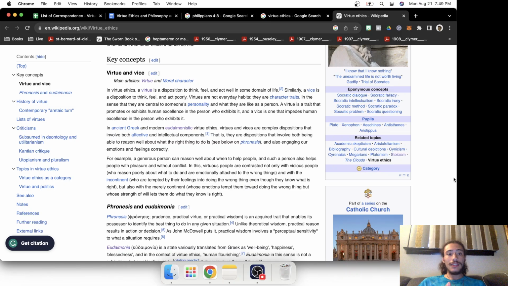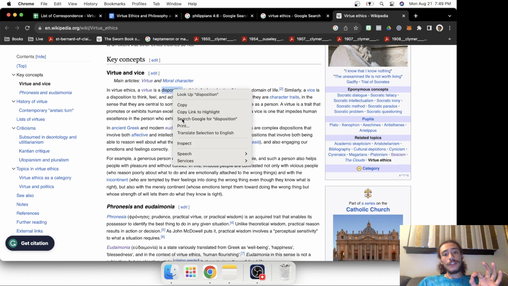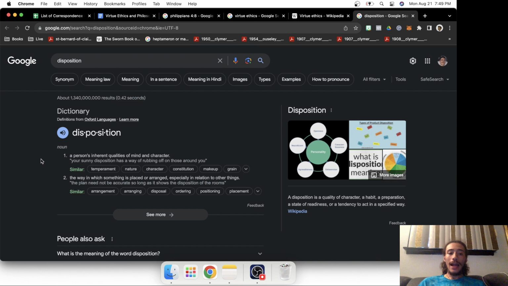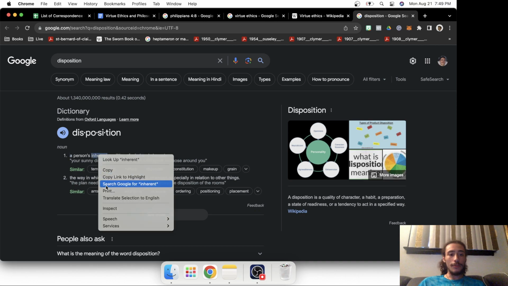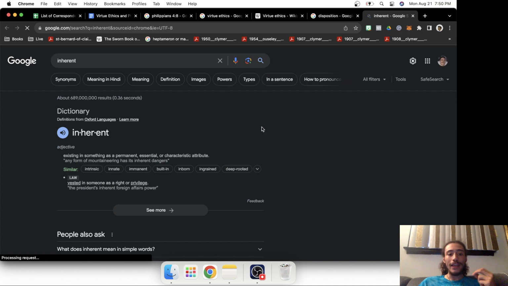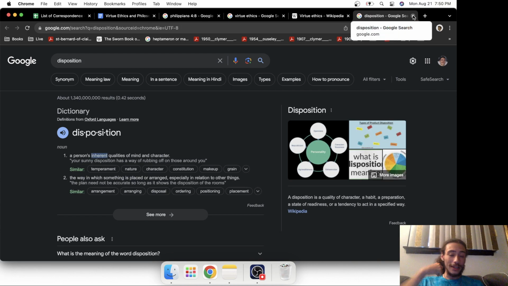virtue and vice. In virtue ethics, a virtue is a disposition. Let's look into what the definition of disposition means. So you see, the definition of disposition is a person's inherent qualities of mind and character, how we naturally act, right? How we inherently act. Our natural temperament. So let's go deeper. What does inherent mean? A person's inherent quality: existing as a permanent, essential, or characteristic attribute, meaning it's intrinsic, it's deeply rooted within us. Deeply rooted. I love that concept actually.